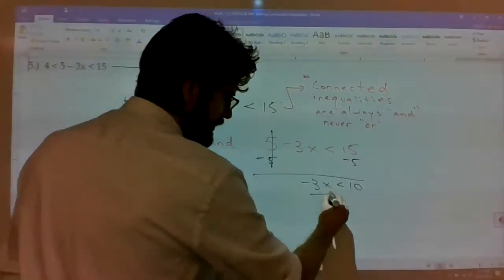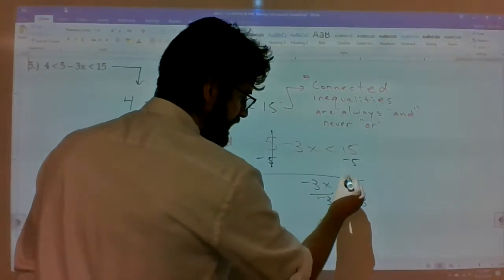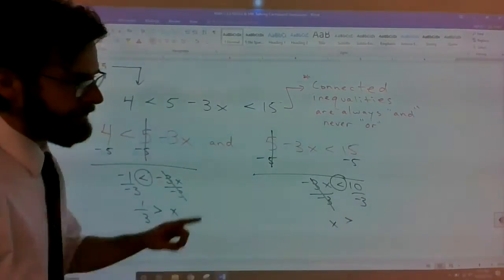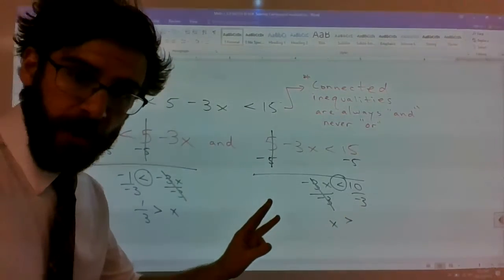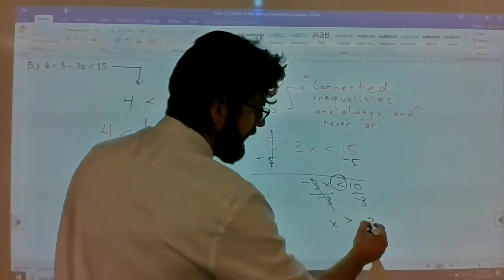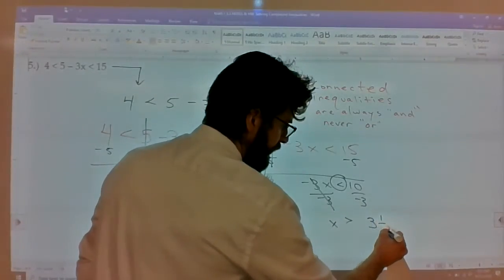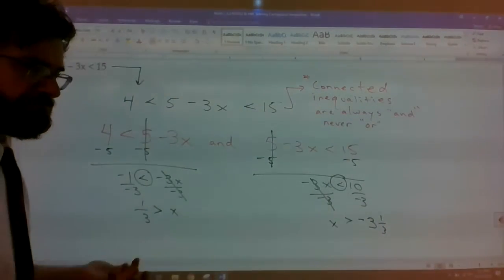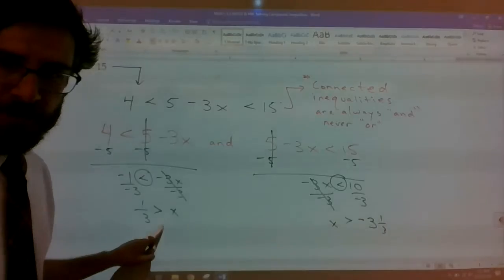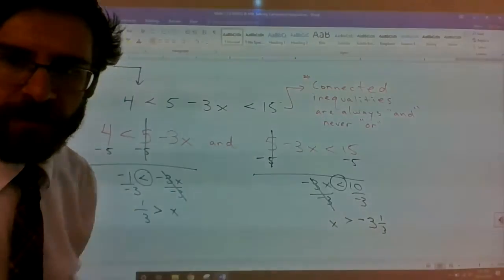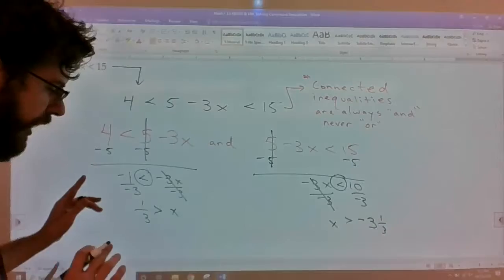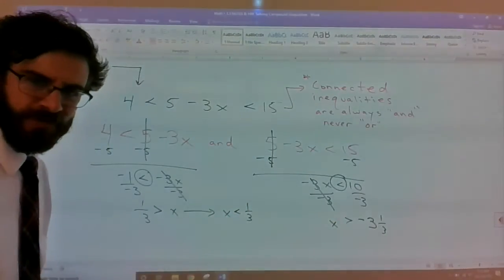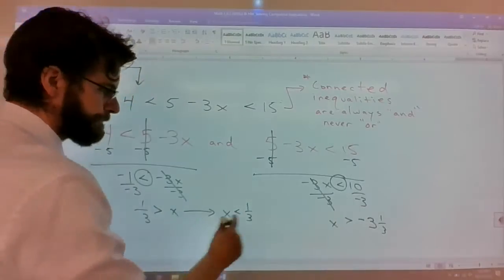And then over here, you divide both sides by negative 3. That also flips the inequality symbol. x now is greater than... 3 goes into 10 3 times, 3, 6, 9, and there's 1 left over, so 3 and 1/3. A positive divided by a negative is a negative value. So there's the solution. 1/3 is greater than x, and x is greater than negative 3 and 1/3. But probably I want to rewrite this as x is less than 1/3. When your x is on the left, the symbol points you in the right direction.